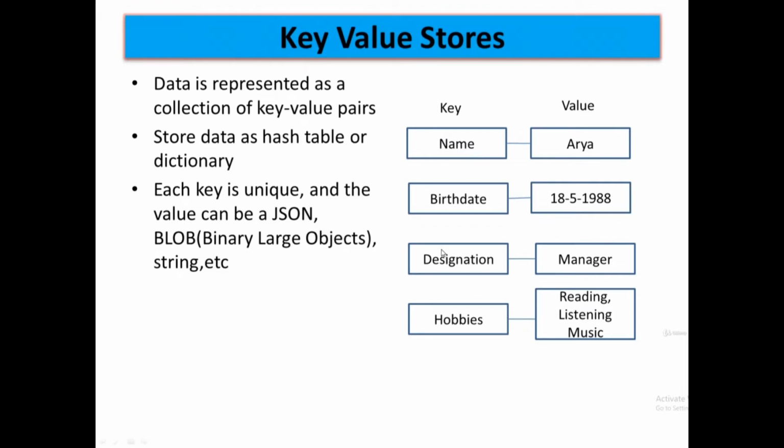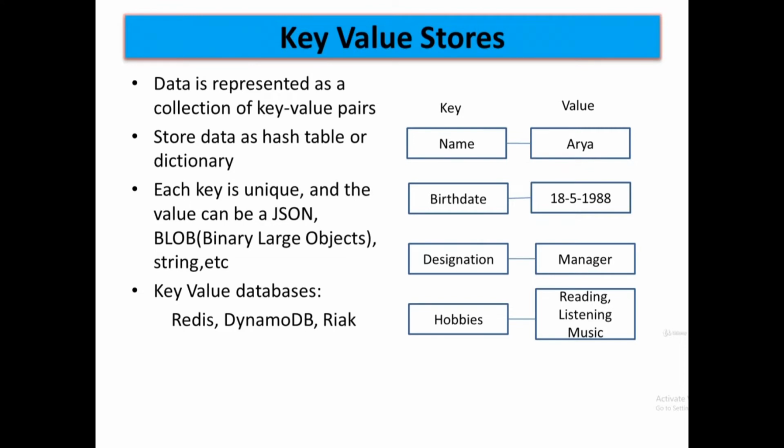Each key is unique and the value can be a JSON, a binary large object, string, etc. Here in this example, name is the key and ARIA is the associated value of the name key. Similarly, designation is the key and manager its associated value. A value can typically only be retrieved by referencing its key. So this makes querying such databases very simple. Some examples of key value store databases are Redis, DynamoDB, Riak.